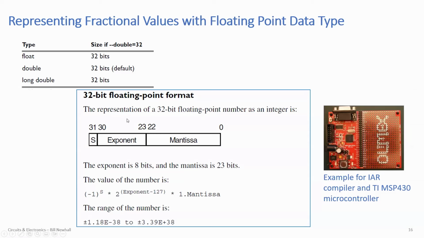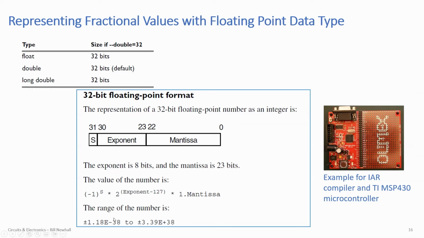So here's how floating point works. So here are 32 bits of a floating point value. The first bit is a signed bit. The next several bits are the exponent, and to the right are the mantissa. And so the value of that number is expressed as -1 to the power of the signed bit times 2 to the power of exponent minus 127 times 1 point the mantissa.